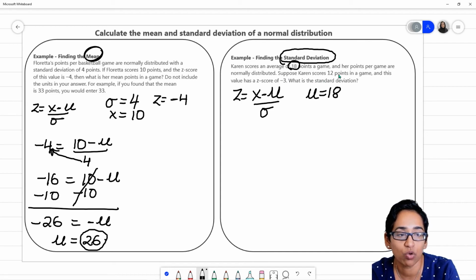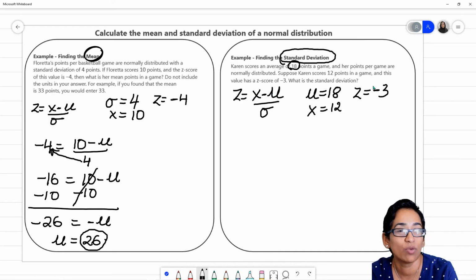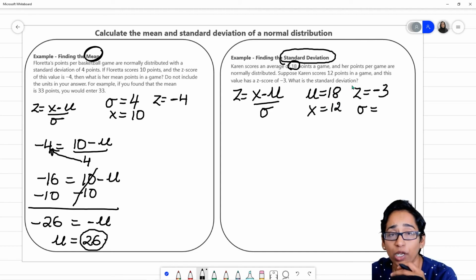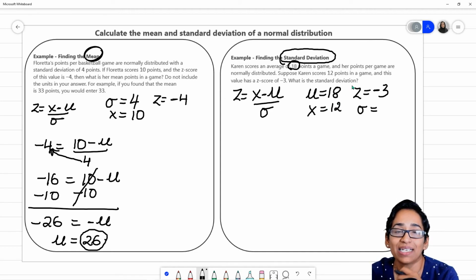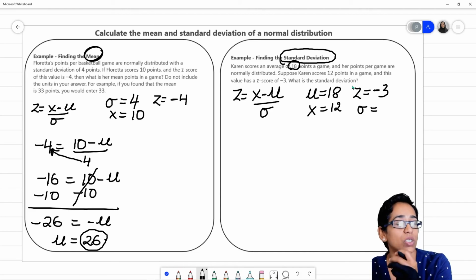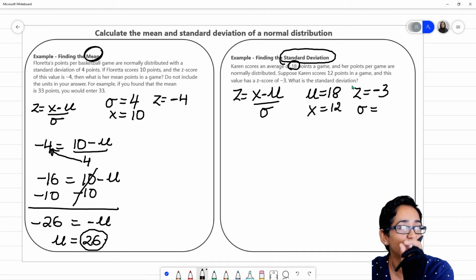Suppose Karen scores 12 points in a game, and this has a z-score of negative 3. Okay, so I want you to pause for a minute before we calculate the standard deviation. Karen usually scores 18 points, and today she scored 12 points. So that is below, definitely below. But they're saying it's negative 3. That means it's way below. When it's so below, that means the standard deviation is very small.